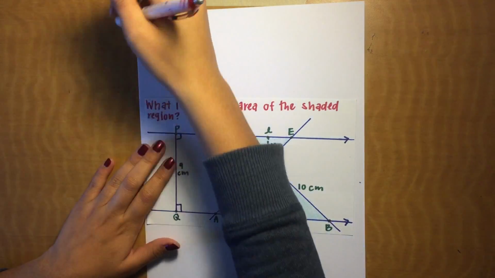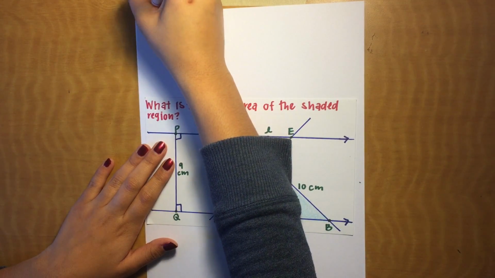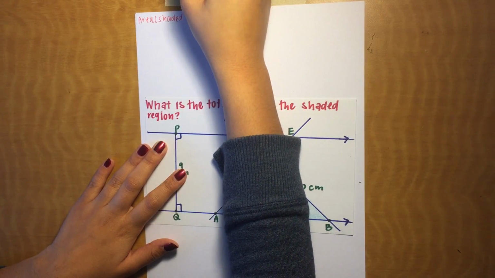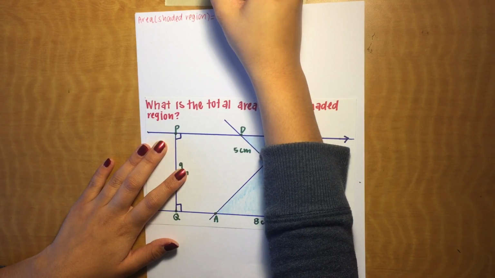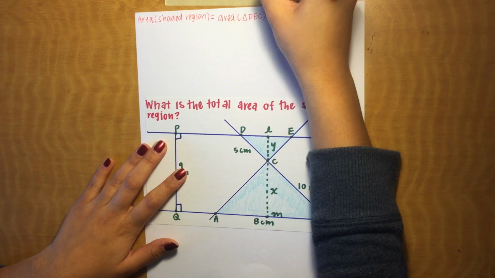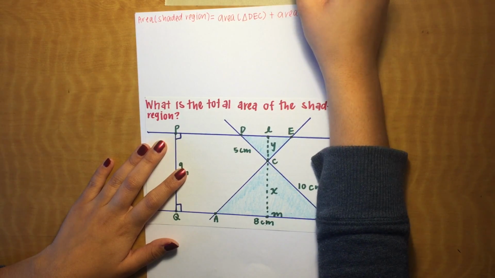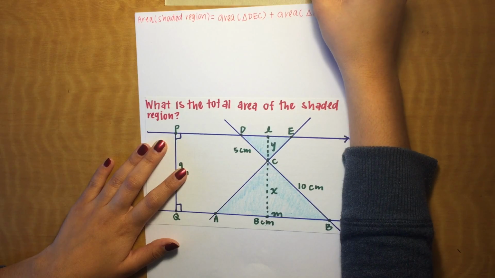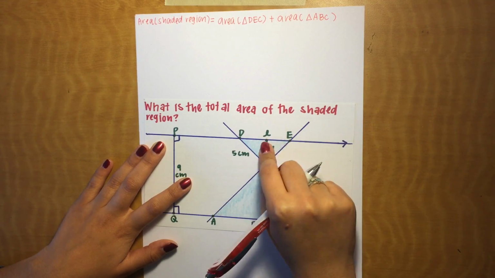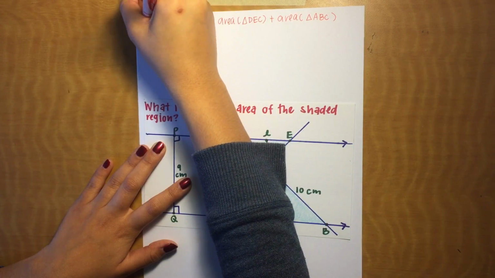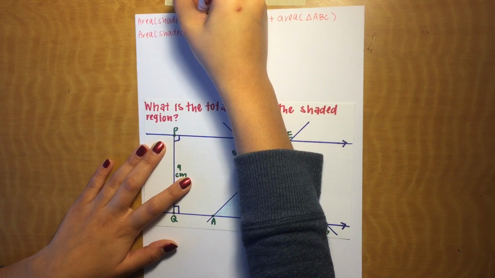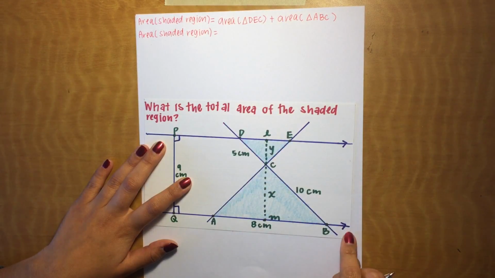So we can do area of the shaded region is equal to area of triangle DEC plus area of triangle ABC. And we know that the area of a triangle is just 1/2 base times height.